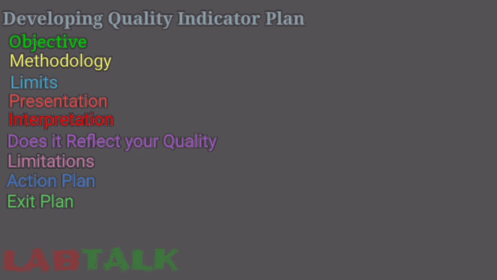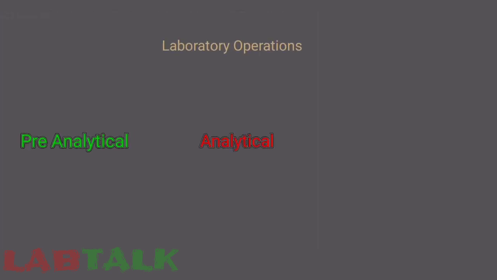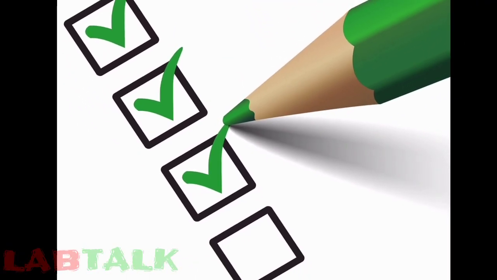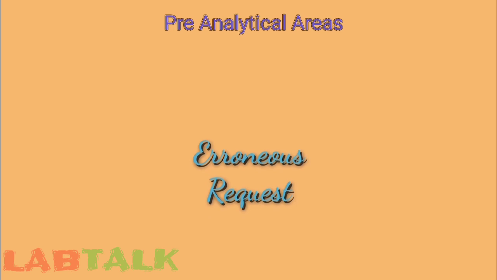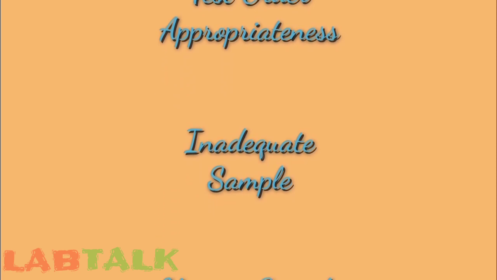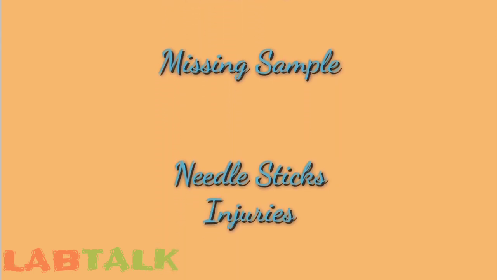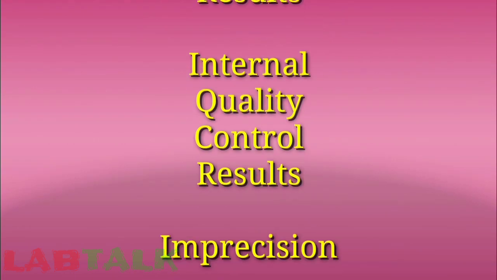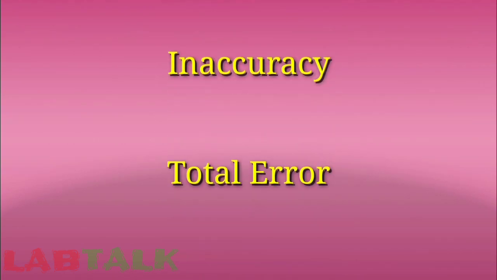Laboratory operations are divided into three major phases: pre-analytical, analytical, and post-analytical. While choosing the appropriate quality indicators, all the three phases should be taken into consideration so as to cover all the areas of laboratory operations. Quality indicators in the pre-analytical area can include erroneous request, error in patient identification, test order appropriateness, inadequate sample, missing sample, needle stick injuries. Whereas in the analytical area, external quality assurance results, internal quality control results, imprecision, inaccuracy, and total errors can be included.